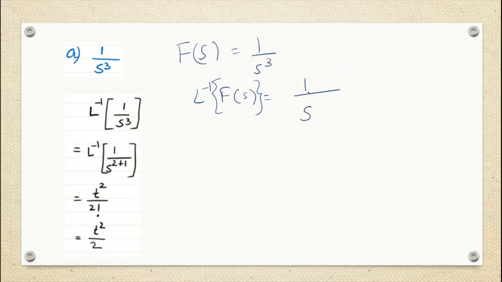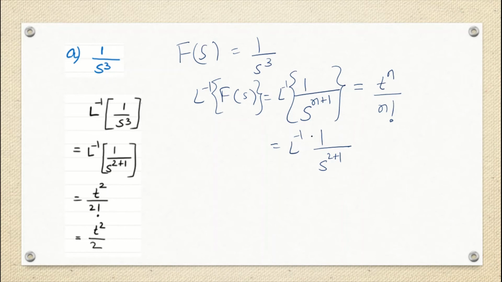So what was the formula? Laplace inverse of 1 by s to the power n plus 1 was giving us t to the power n divided by factorial n, correct? So now, since it is s to the power 3, we can write it as 1 by s to the power 2 plus 1. Then it is nothing but t to the power 2, just put n as 2, divided by factorial 2, and you get t square by 2. Factorial 2 is 2 into 1.